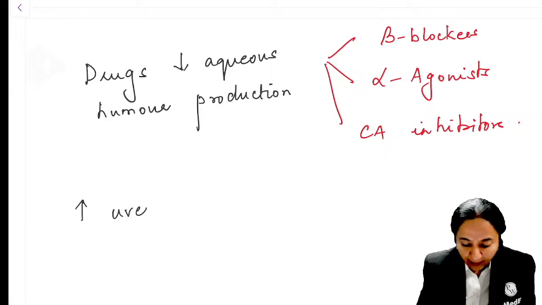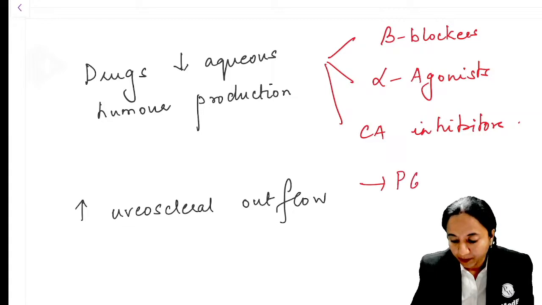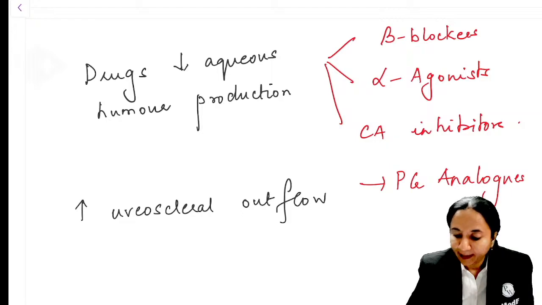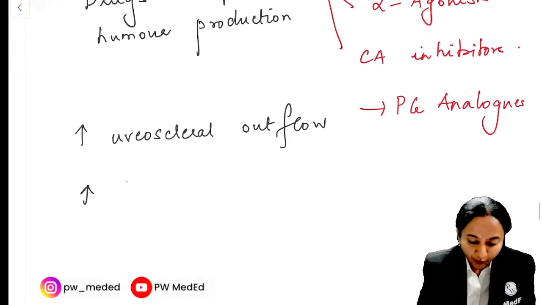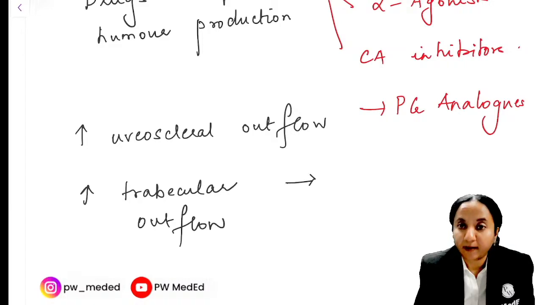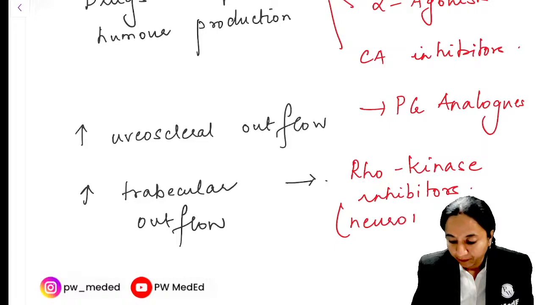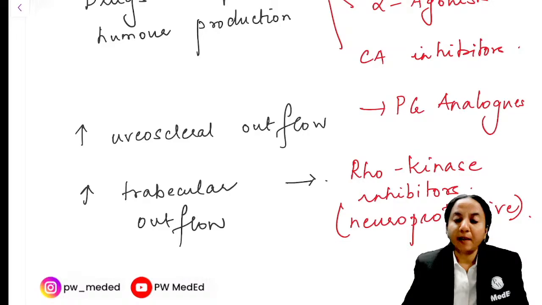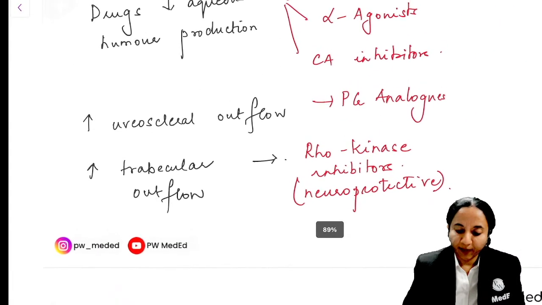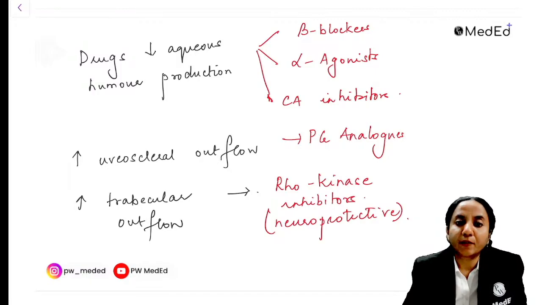Now, increasing uveoscleral outflow, we have what we just learned, the PG analogs. And the third category is those which increase the trabecular outflow. For this we have a new class of drugs, the Rho kinase inhibitors. They increase the trabecular outflow and they are also neuroprotective, that is, they increase the blood flow to the optic nerve. We have to memorize this chart also. Drugs which decrease aqueous humor production are beta blockers, alpha agonists and carbonic anhydrase inhibitors. Drugs which increase uveoscleral outflow are the PG analogs, and trabecular outflow is increased by Rho kinase inhibitors, which also have a neuroprotective action.